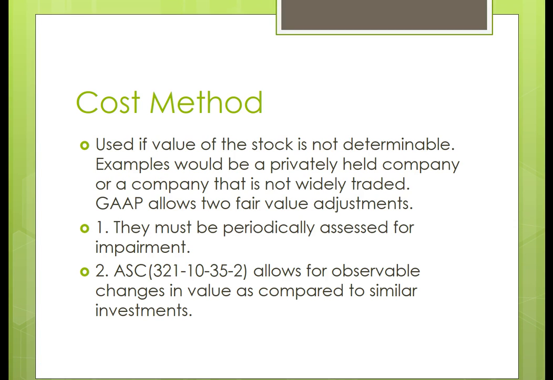Now, for the first method, we're not going to go over this very much, but this is what you do. It's actually similar to the fair value method, because you're going to record the stock based on what you paid for it, and then you're going to review it periodically to see if the value has gone up or down. If it's gone down, it would be treated as an impairment loss. If it's gone up, it would be an adjustment to fair value as part of other income on the financial statements.